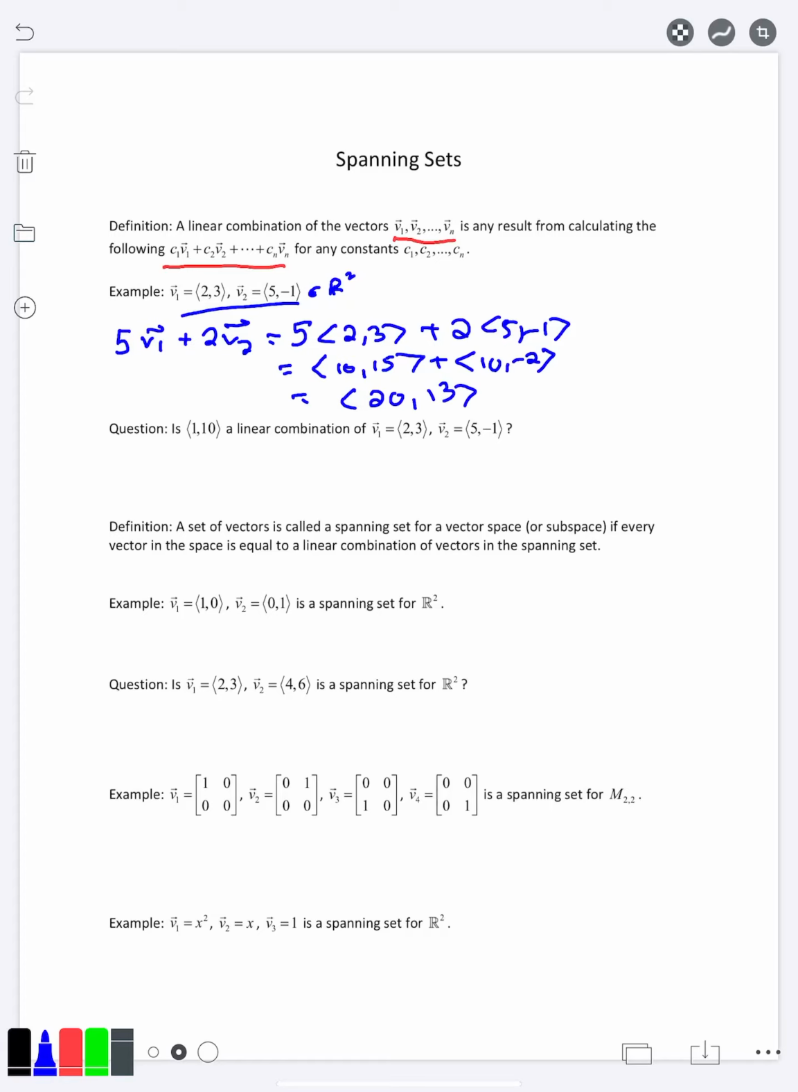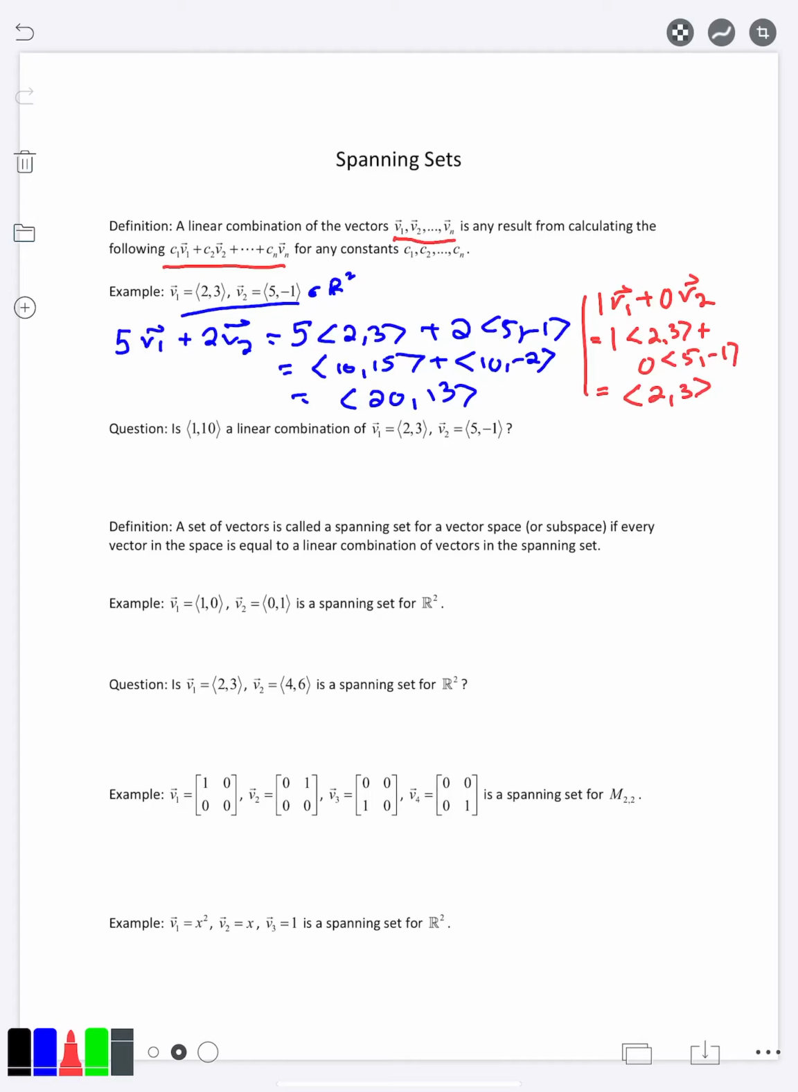And you can pick your constants to be whatever you feel like. In this case, I did 5v1 and 2v2, but there was no reason I had to pick those. I could have picked any other numbers. In fact, you might even think this is cheating, but it's not. You could do 1 times v1 plus 0 times v2, which would be 1 times (2, 3) plus 0 times (5, -1). And surprise, surprise, it's going to give you (2, 3). That would also be considered a linear combination of v1 and v2. So for a linear combination, you can have any constants whatsoever involved, and you just put a constant with one vector, a constant with the next vector, add them all up, and that's called a linear combination.